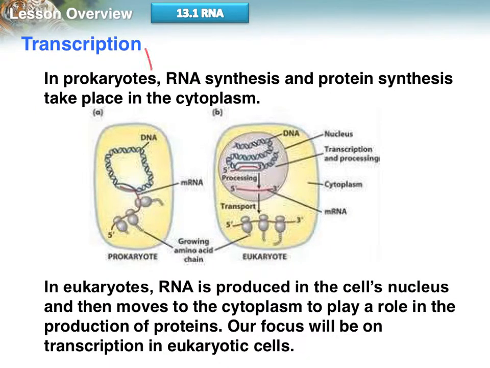In prokaryotes, remember those are bacteria, RNA synthesis, the making of RNA, and the making of proteins both happen in the cytoplasm. But in eukaryotes, those are the kinds of cells that you have with a nucleus, the RNA is produced in the nucleus, because that's where we keep the DNA, and then the RNA moves out to the cytoplasm to make the proteins. So we'll focus on how we make RNA in eukaryotic cells.